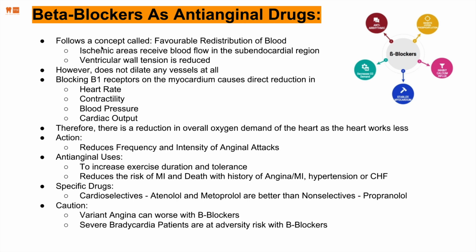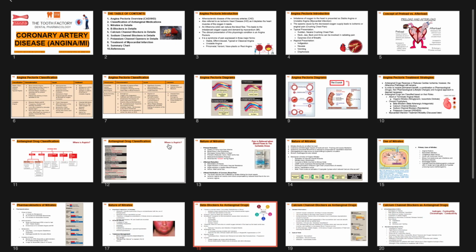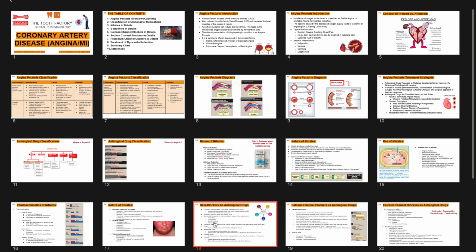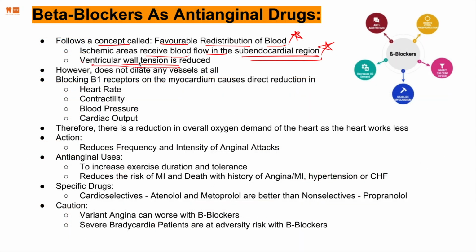How? Well, it follows a concept called favorable redistribution of blood. Remember that. It is where the ischemic areas will receive blood flow in the subendocardial region, where the ventricular wall tension is reduced. Remember, we're talking about this guy right here, the ventricular wall. We need to reduce this crunch, right? So remember this diagram, very, very important diagram, guys. So beta blockers will work to reduce ventricular wall tension by redistribution of blood into ischemic areas.